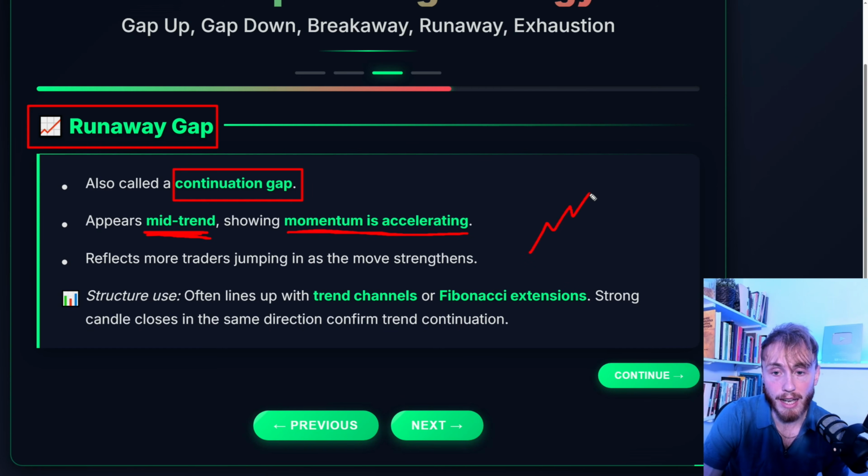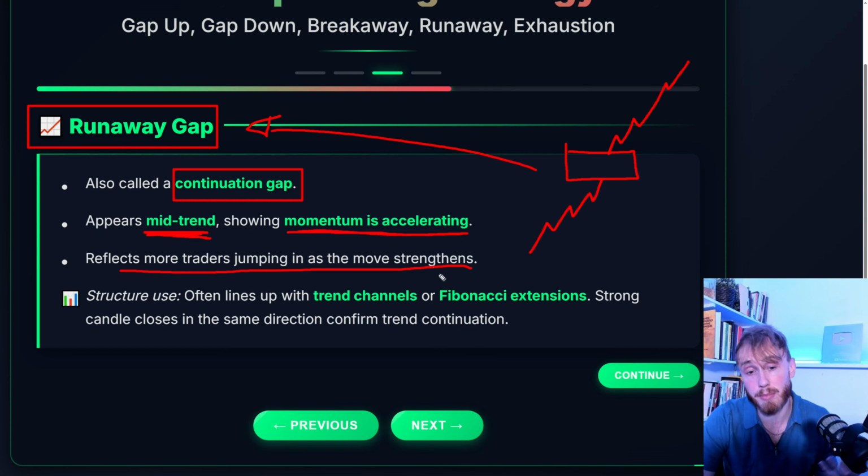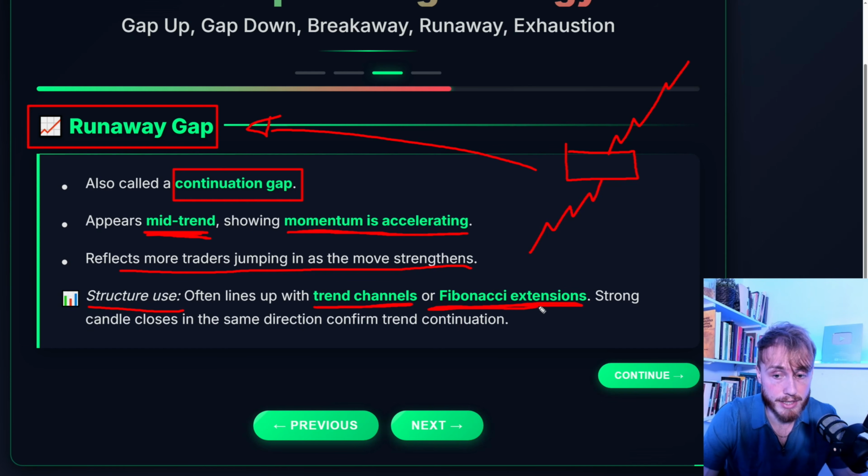So if we, for example, have an uptrend and then we see a gap right here, this right here is a runaway gap. And this basically reflects that more traders are jumping in as the move gets stronger. So here, the structure used often lines up with either trend channels or Fibonacci extensions.